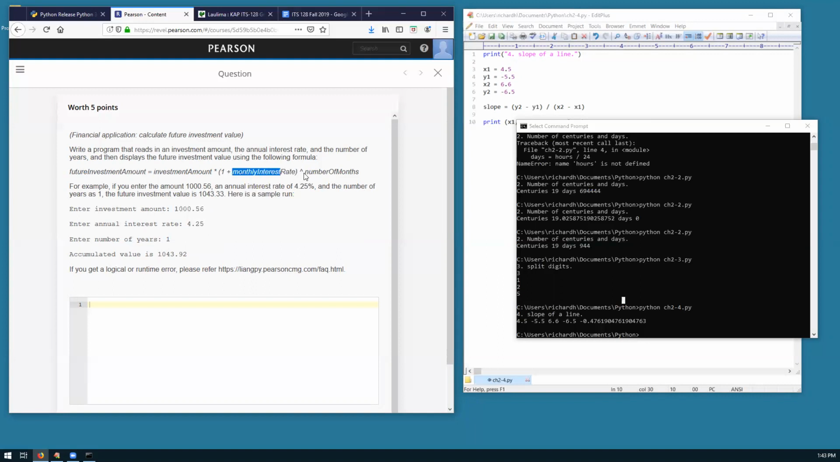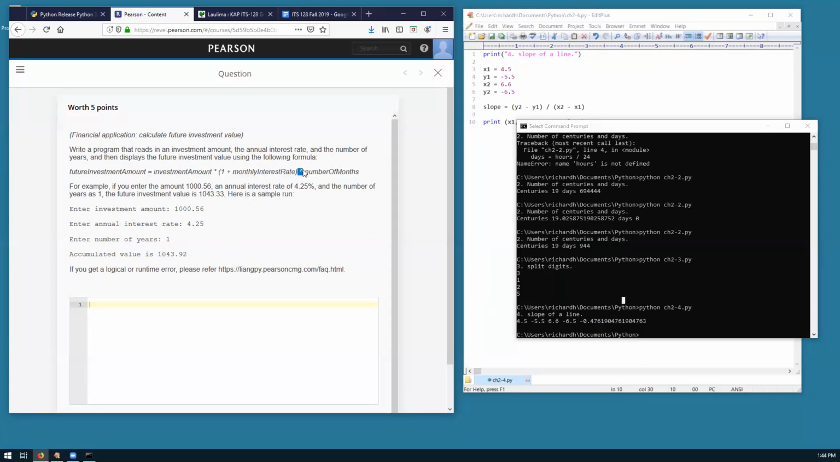Monthly interest rate, number of months. We're entering in an annual interest rate, but we want a monthly interest rate, so we divide that by 100 and by 12. And we're entering in 1 year, but we're going to compound every month, so we multiply by 12. This is 4.25 divided by 100, and this is going to be the 1,000.56. And so you solve this equation, and we get this number.